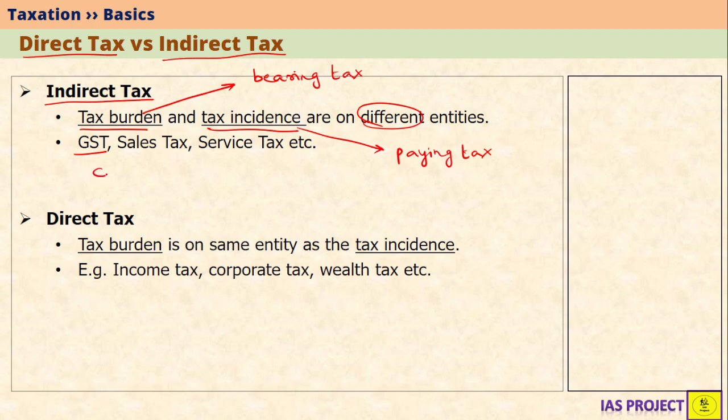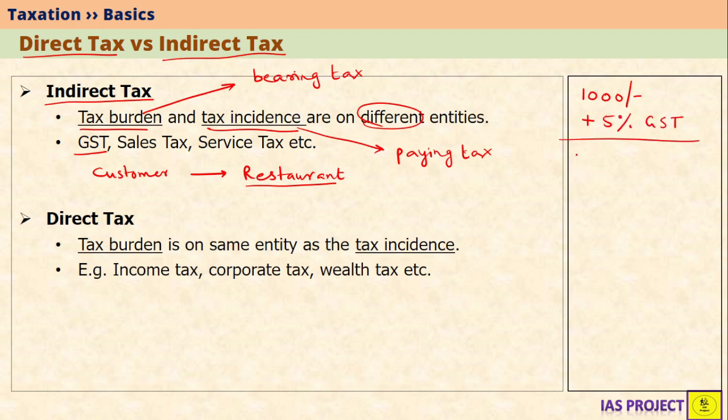Let's say you are a customer and you went to a restaurant to have dinner. After having dinner, the restaurant has given you a bill. Let's say you have consumed items worth 1000 rupees. Now, the restaurant is also going to add GST to this. So it will add 5% GST. So the final bill will be 1000 plus 5% GST on 1000, that is nothing but 50. So 1050 rupees will be the bill that has to be paid by you.